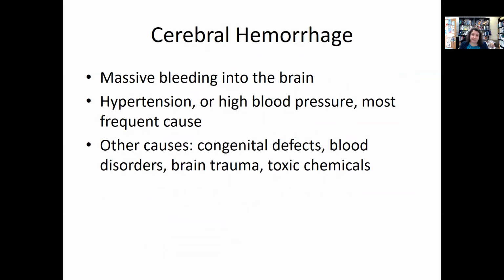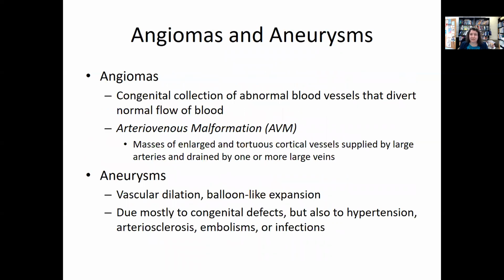Cerebral hemorrhage is really bad. It's massive bleeding into the brain, most often caused by hypertension or high blood pressure. But it can be things that are congenital or genetic, blood disorders, having a brain trauma, being exposed to toxic chemicals.